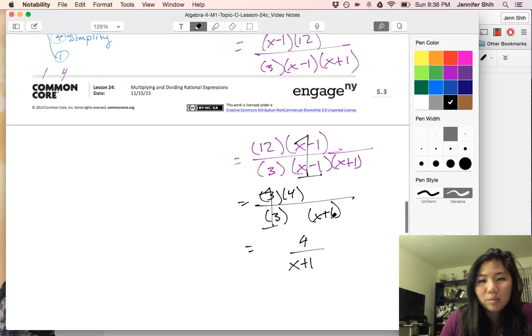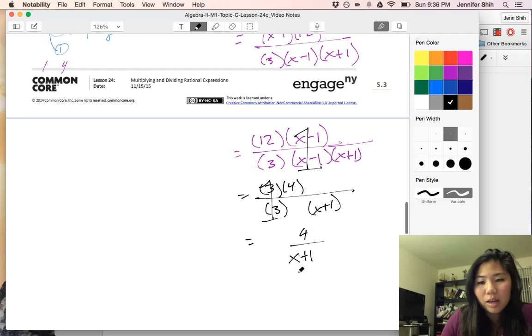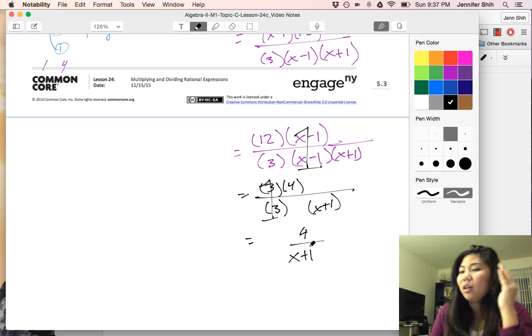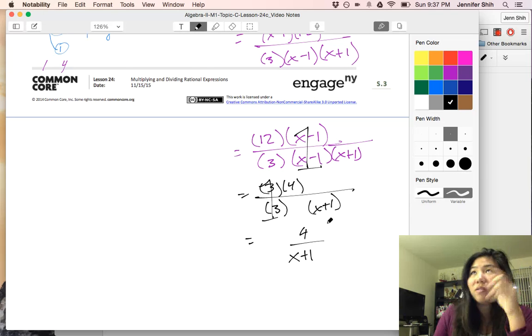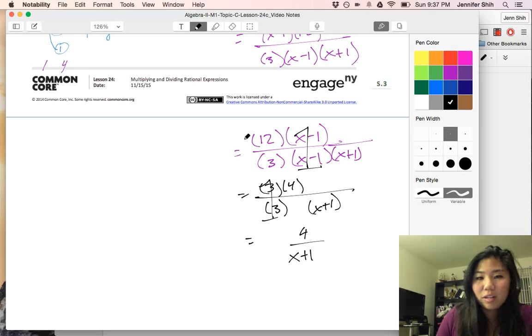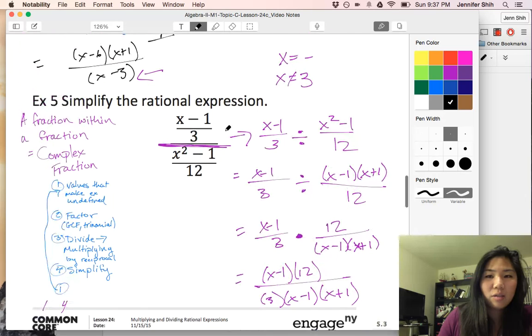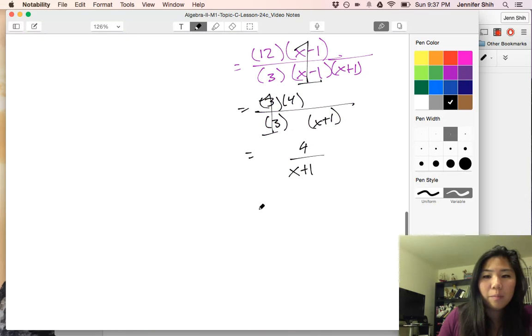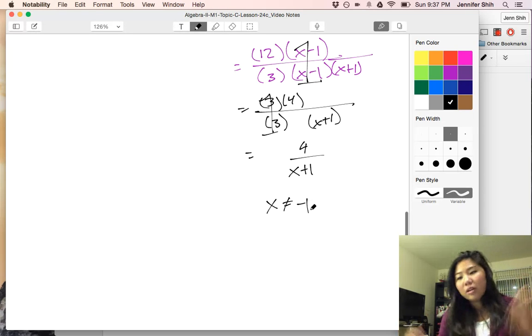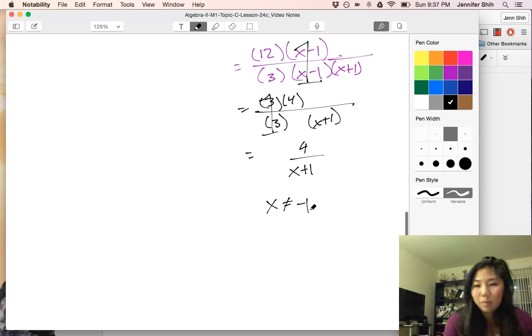And then I have to think to myself, what value can x not be? This is my quotient, and I'm looking for values of x that x cannot be to make it undefined. And I say x cannot equal -1. So I have to add, oh yeah, I didn't have any in the beginning. So now I have to say that x cannot equal -1 to make this example complete.